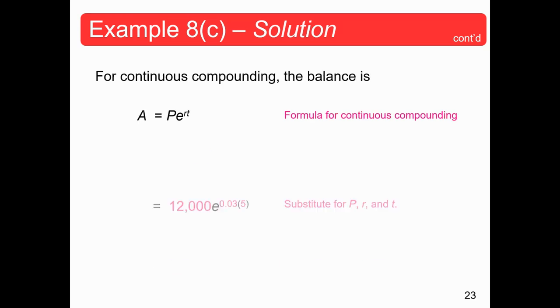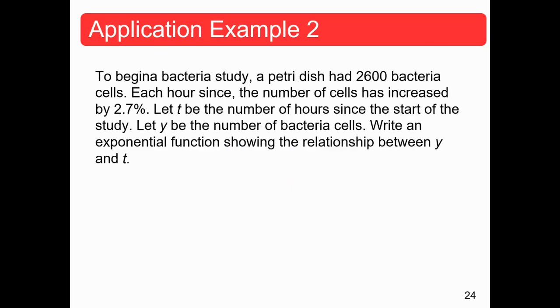Okay, last example. To begin, a bacteria study in a petri dish had 2,600 bacteria cells. Each hour since, the number of cells has increased by 2.7%. Let T be the number of hours since the start of the study, and let Y be the number of bacteria cells. Write an exponential function showing the relationship between Y and T.